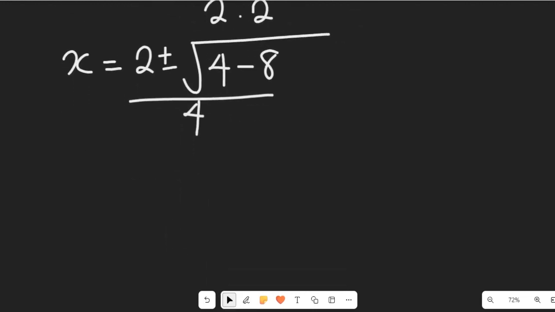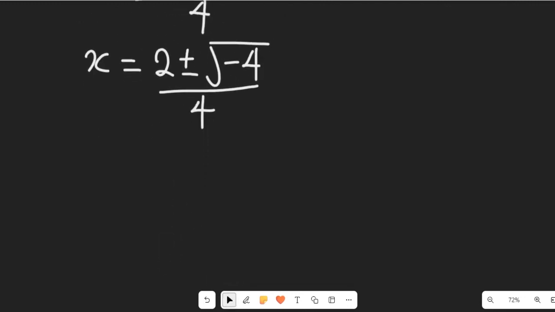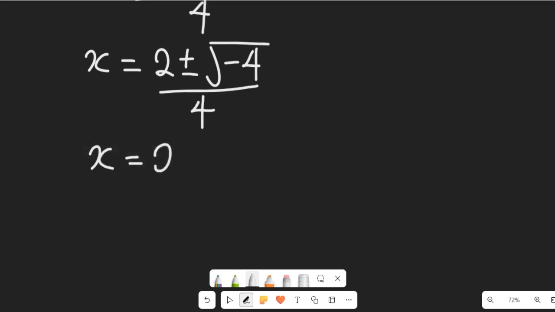So if we simplify this, we are going to have the value of our x to be equal to 2 plus or minus the square root of negative 4, all divided by 4. So what do we have from here? You're going to see that from here, the value of our x is equal to 2 plus or minus the square root of 4, multiplied by the square root of negative 1, divided by 4.